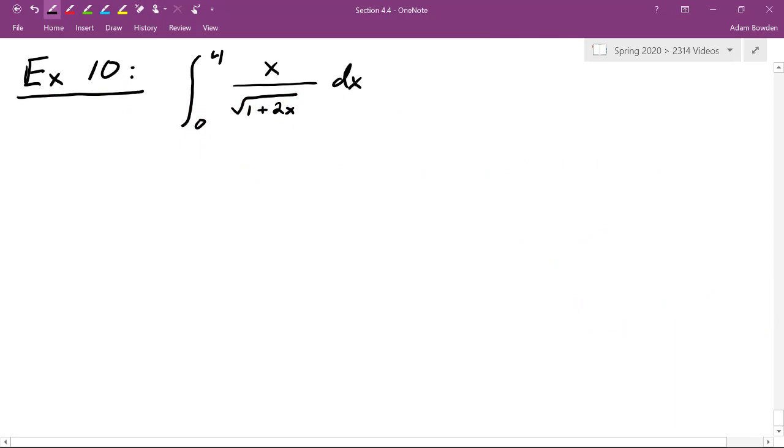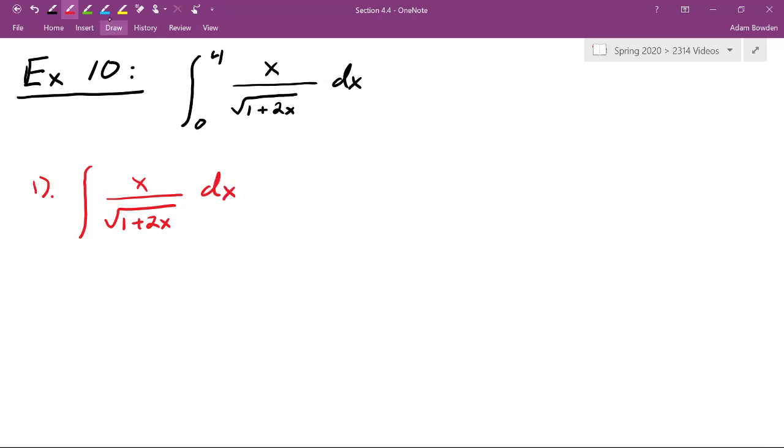Okay, here we're going to take the integral from 0 to 4 of x over the square root of 1 plus 2x dx. So first things first, let's consider just the regular indefinite integral. And this is another candidate for u substitution, where we'll make the substitution of u to be the inside of the square root. So step 1, let u be equal to 1 plus 2x.